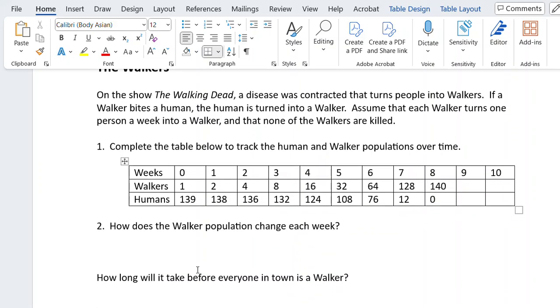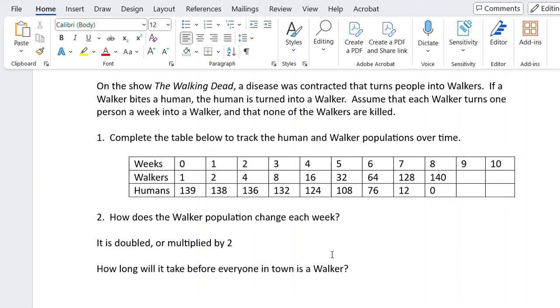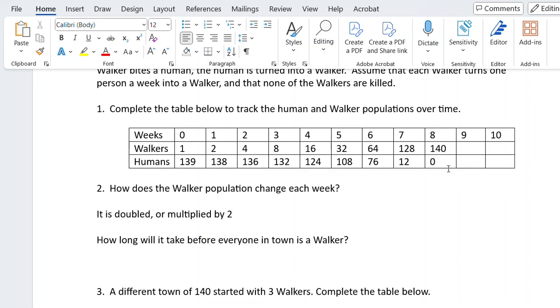So how does the walker population change each week? Each week, my walker population is doubled, or it's multiplied by 2. And how long will it take before everyone in town is a walker? Well, that will happen at some point during week 7.